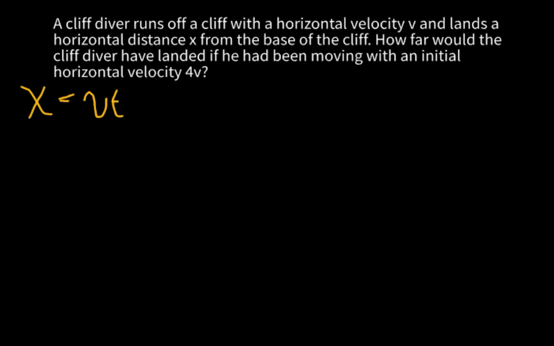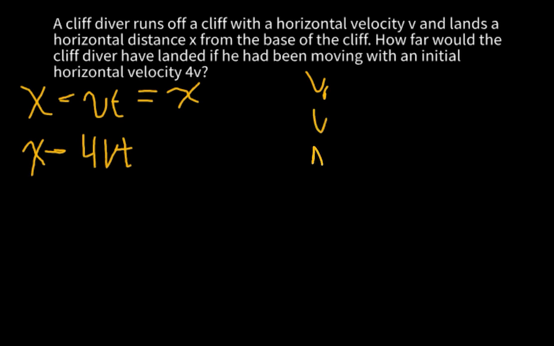So initially he lands a distance x, and now we are going to quadruple his horizontal velocity, so we have 4vt. Now what we have to do is look at this variable t here. Is that going to be the same, or is that going to be a different value now that he's moving at a horizontal velocity of 4v? If you're not sure, you can just make a little kinematics chart for the vertical direction.